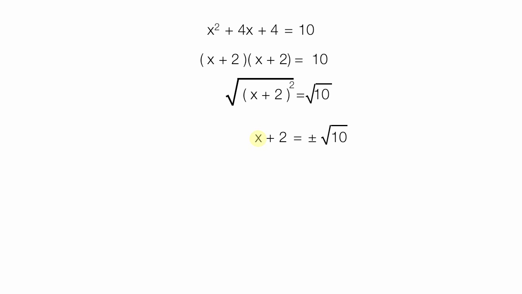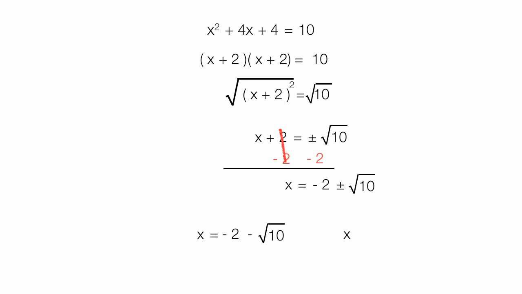I want to isolate that x by putting the 2 on the other side of the equation. I do that by subtracting 2 from both sides of the equation, which gives me x is equal to negative 2 plus or minus the square root of 10. So I have two solutions. X is equal to negative 2 minus the square root of 10, and x is equal to negative 2 plus the square root of 10.